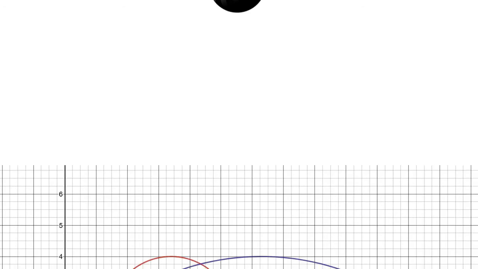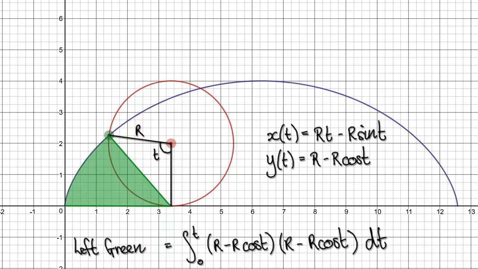Following on from the previous video, we were in the process of showing that this green area is always 3 times the size of this red area. So we were in the process of working out this green area. The green area is given by the integral of the cycloid from 0 to t.